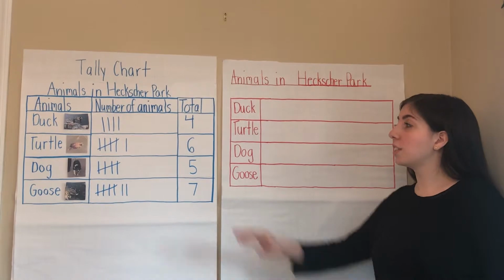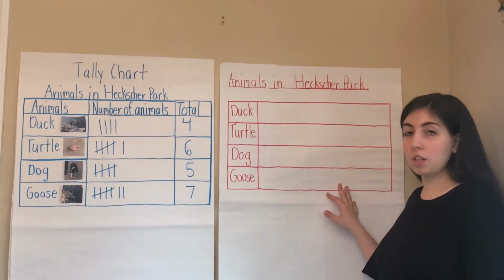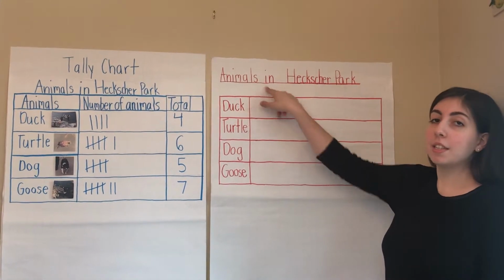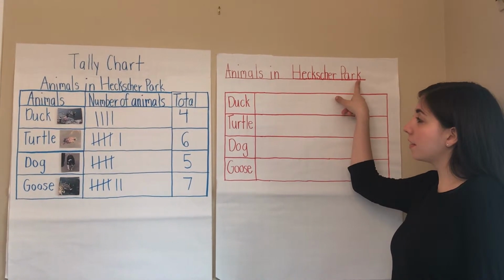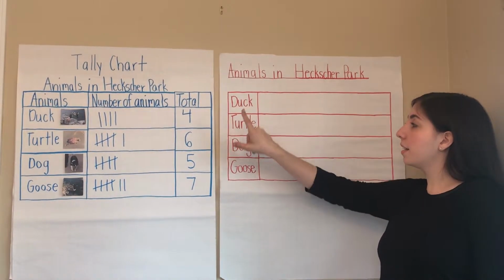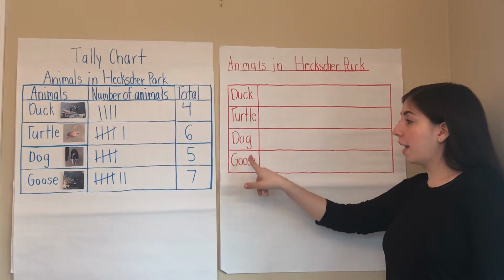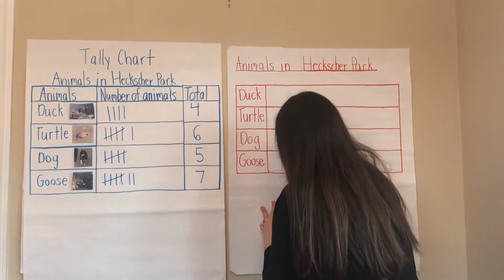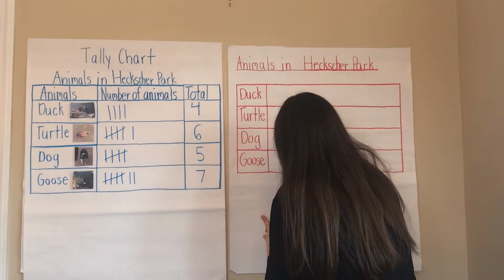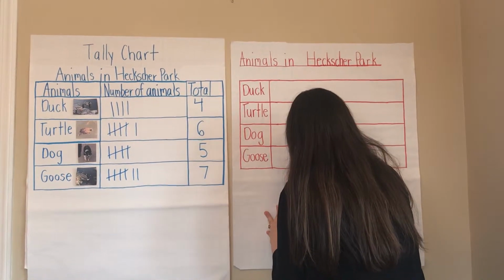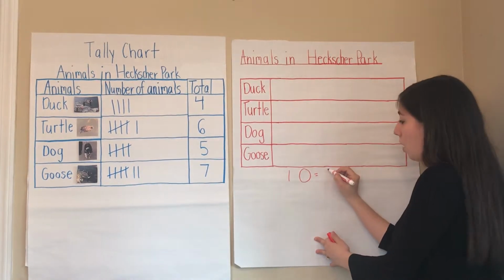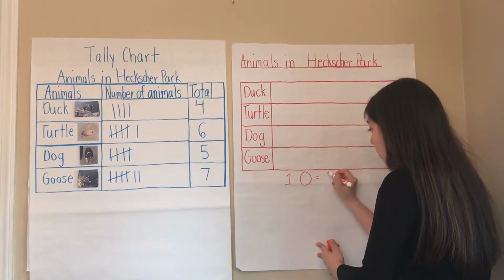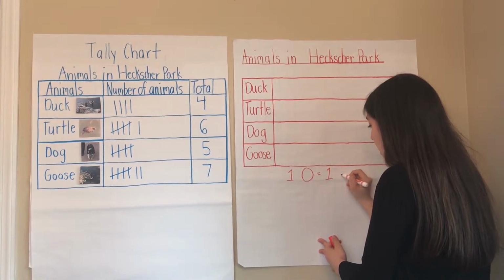Now you will use your tally chart to make your picture graph. The title of the picture graph is Animals in Hector Park. The categories are duck, turtle, dog, and geese, or goose. And the key is 1 circle equals 1 animal.